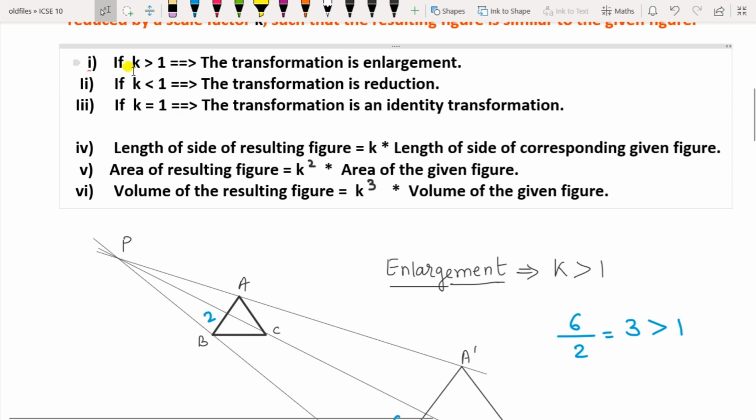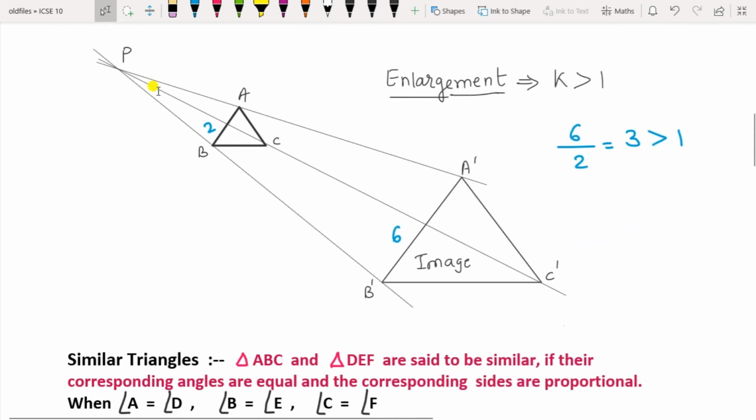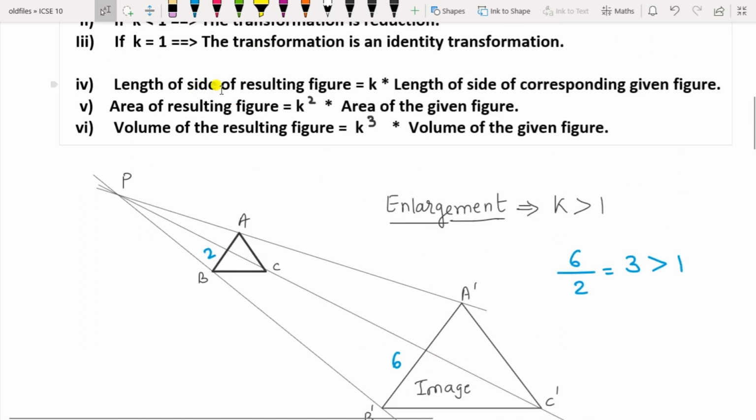If k is greater than 1, say this is the given figure ABC whose side is 2, and we have enlarged it to size 6, how to find k here? The length of the side of the resulting figure equals k into the length of the corresponding side of the given figure. To find k, we divide the length of the resulting figure by the length of the given figure. So it is 6 by 2, which means 3, which is greater than 1. That means k, the scale factor, is 3 here, and therefore it is called enlargement.